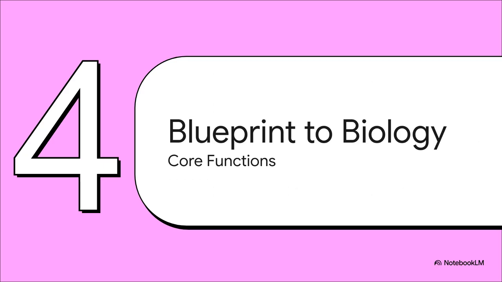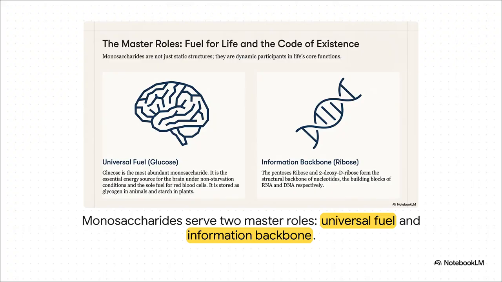All right, so we've seen the blueprint and the insane variety it can create. Now, let's connect the dots and see how this all translates into the core functions of life itself. When you boil it all down, monosaccharides have 2 master roles in life. First, they are the universal fuel. Glucose is the essential energy source for pretty much all life. It is the only fuel your brain uses under normal circumstances and the sole fuel for your red blood cells.